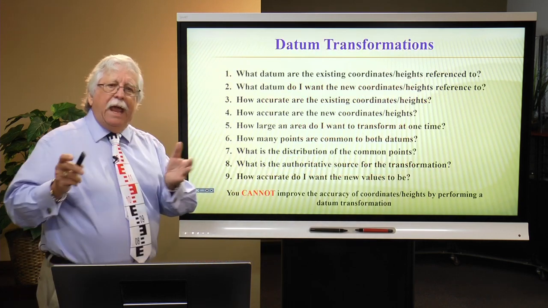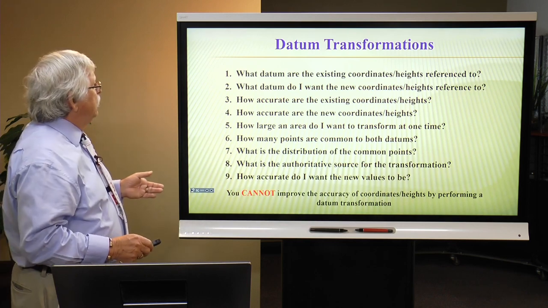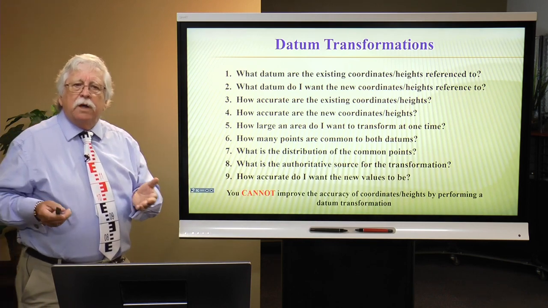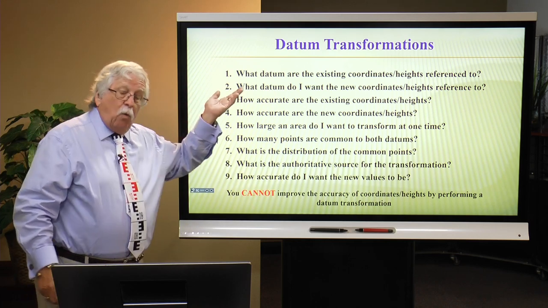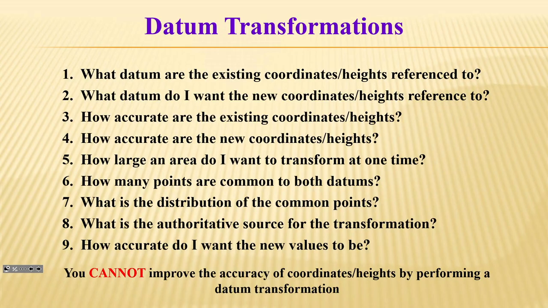So just some elements to look at with datum transformations. If I'm going to perform some kind of transformation, it's important to note, well, first of all, what datum are the existing coordinates on and referenced to? I have to know that. What datum do I want the new coordinates? Now, fortunately, that should be pretty simple to understand. How accurate are the existing coordinates or heights? That can oftentimes be difficult to understand.